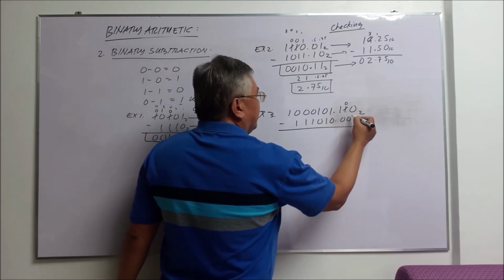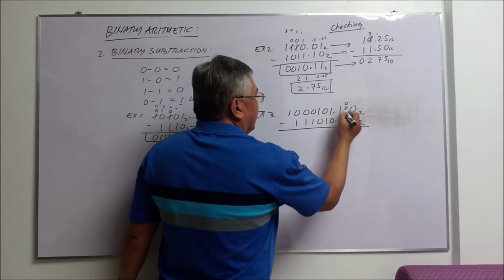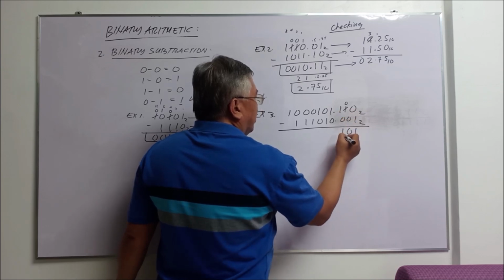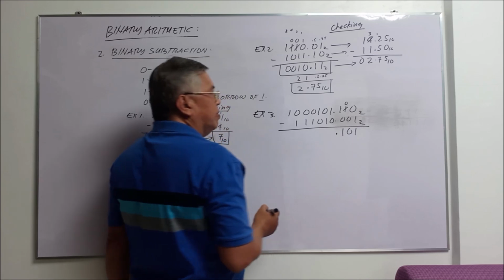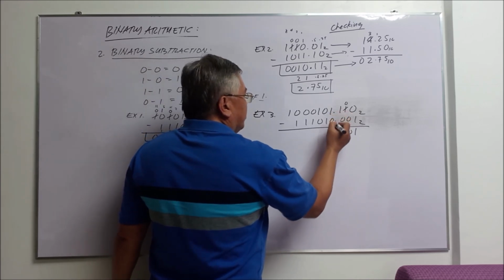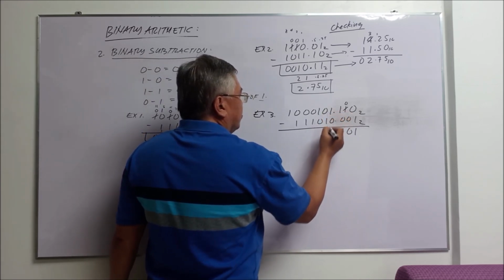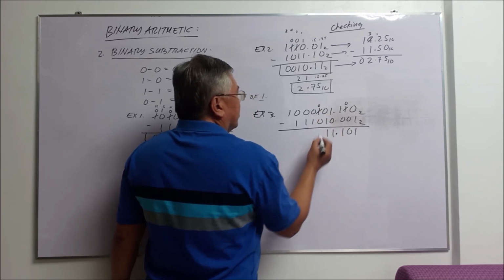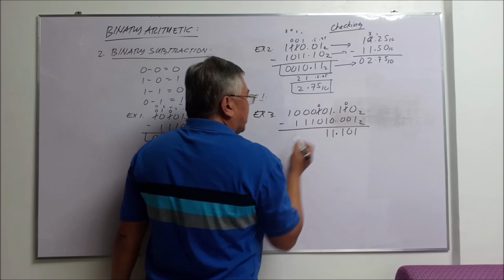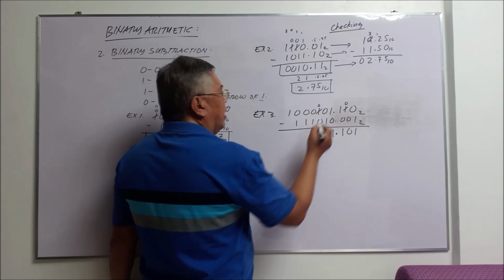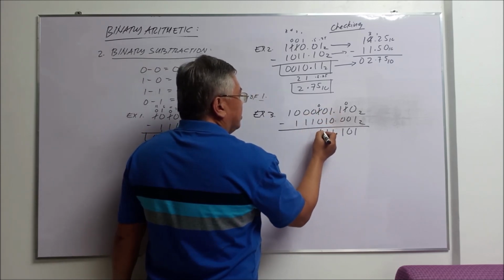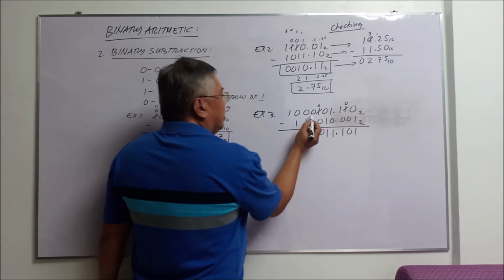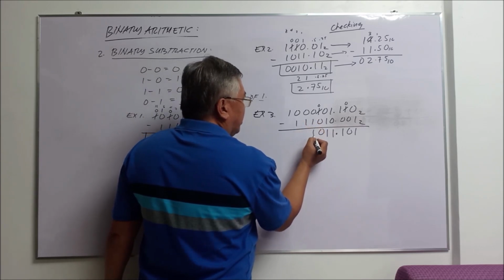Then, 0 minus 0 is 0. 1 minus 0 is 1. Bring down the binary point. 1 minus 0 is 1. 0 minus 1 is 1 again. This becomes 0. Okay? Since this is 1, stop the borrow. Then, 0 minus 0 is 0. Then, 0 minus 1 again is 1.